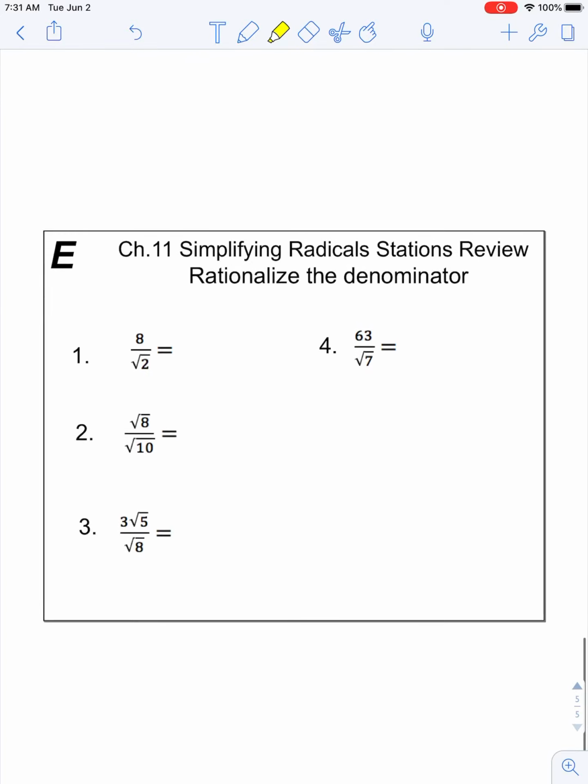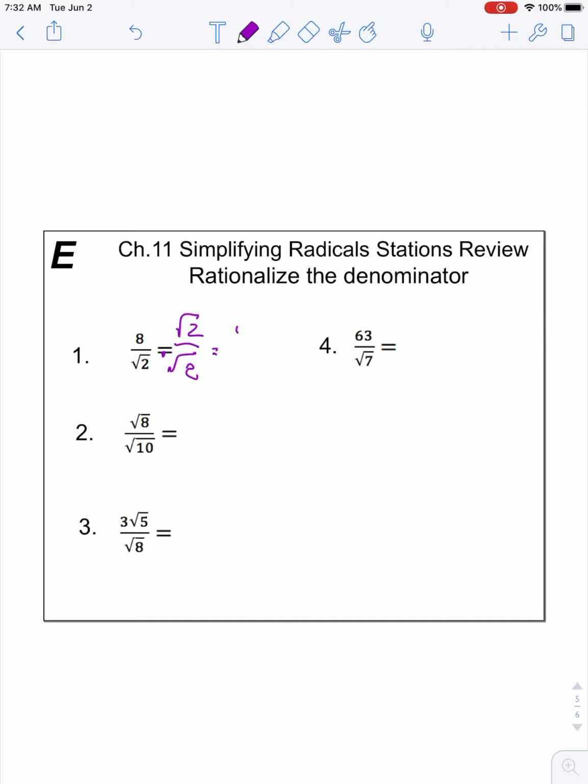Okay, and here's our last slide on rationalizing the denominator. So again, pause the video and come back, see if you're getting these correct. When we simplify radicals, we cannot have a square root in the denominator of the fraction. So what we do is we multiply by whatever that square root is over itself. That just has a value of 1. We're really just multiplying by 1.